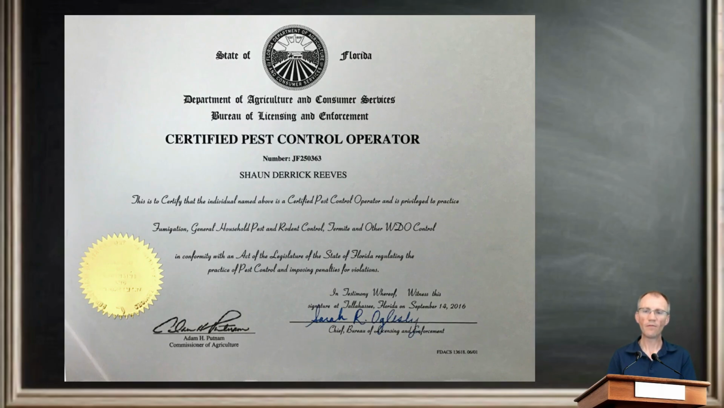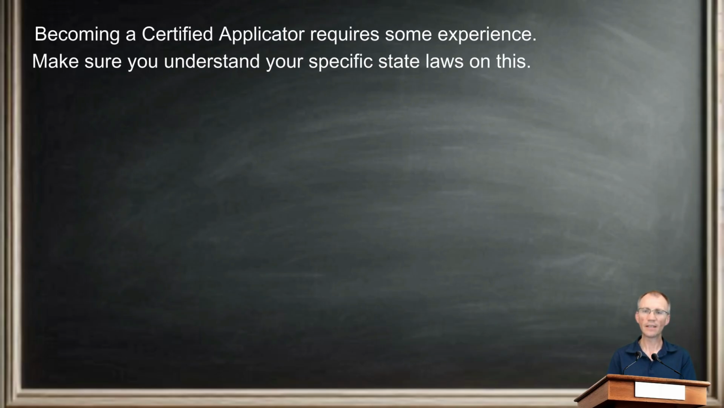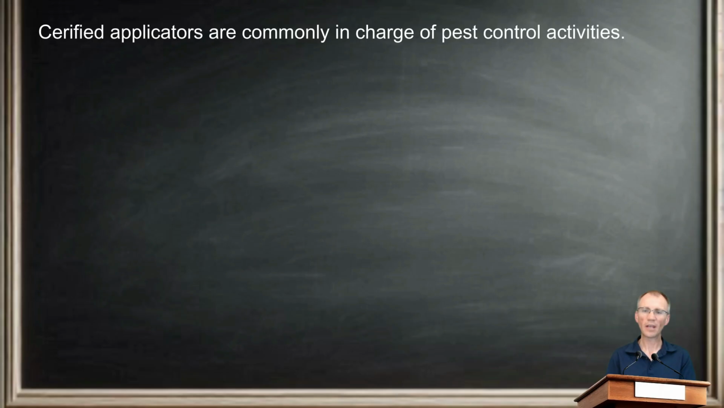But the bottom line is, before you can become a certified applicator, you're typically going to need some experience. Now, I've seen this as short as 30 days in some states, but typically it's anywhere between 1 and 3 years. So you need to understand your specific state laws on this, because you're usually going to have to take state exams that are going to qualify you to become a certified applicator. You also need to understand, as a certified applicator, you're taking on a lot of responsibility. You're basically going to be in charge of pest control activities a lot of times in this position, so everybody's going to be looking up to you.